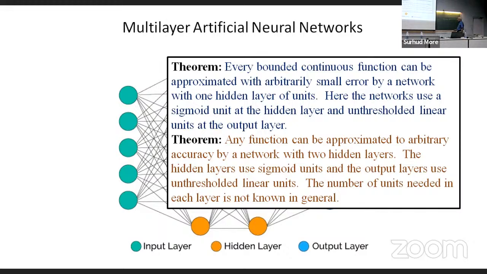Now look at this very helpful statement: the number of units needed in each layer is not known in general. That is what requires an expert. If everything was defined, then you wouldn't have to attend this kind of thing. So you see that one layer will do in most cases. In more complicated cases, you need two layers. But you can find people using three layers, four layers. So why don't they use three layers and four layers? That is simply because they want to make life easier. They want convergence faster.